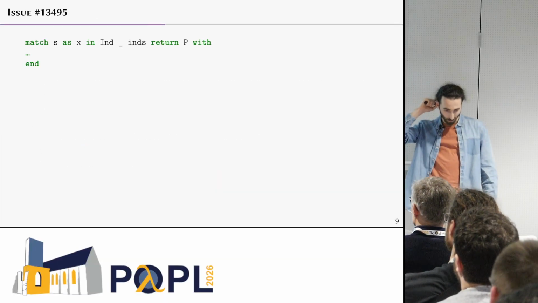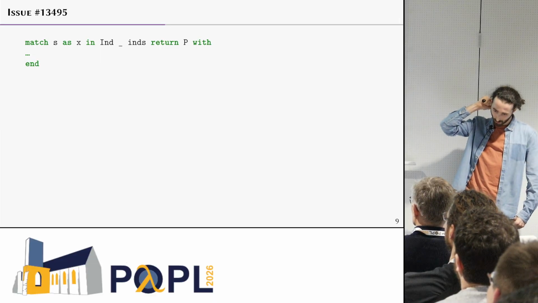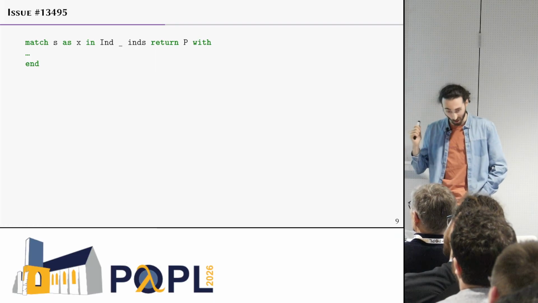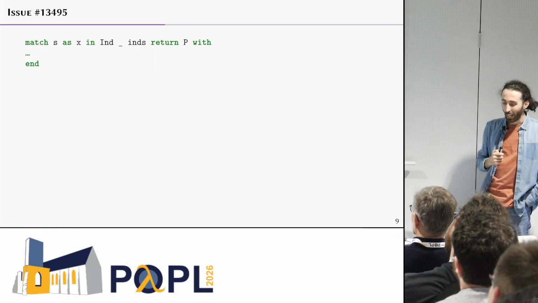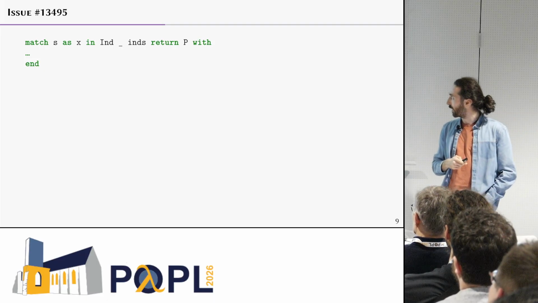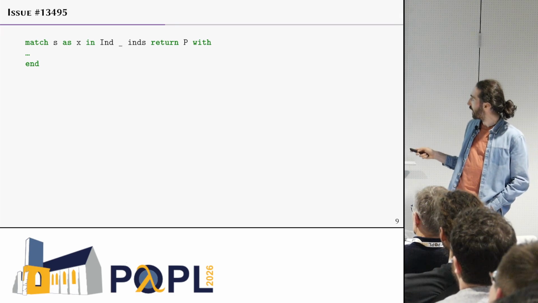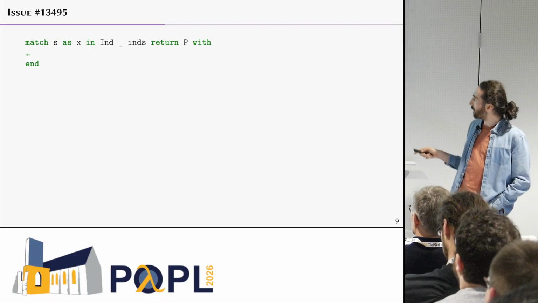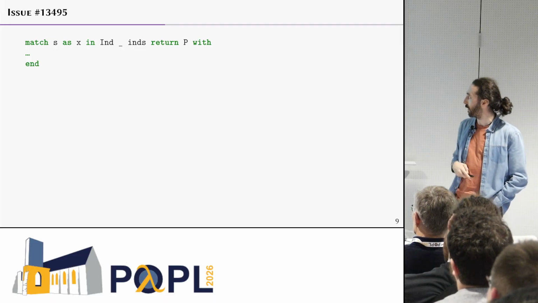And just for fun, I want to show you exactly what was happening there. So this is issue 13,495. There's a lot of issues on the Coq GitHub. So if you've played with dependent pattern matching in Coq at some point in your life, you've maybe seen this kind of crazy syntax. So in the pattern matching, this S here is the thing you're matching.